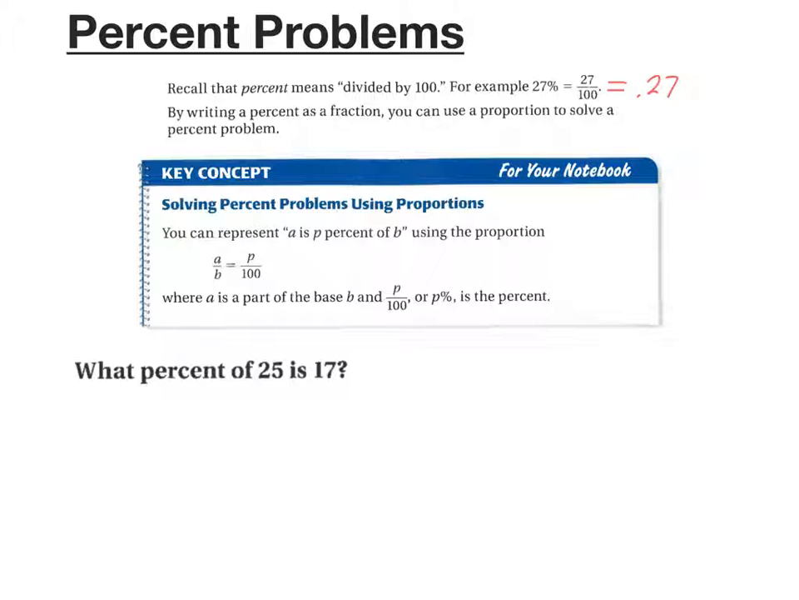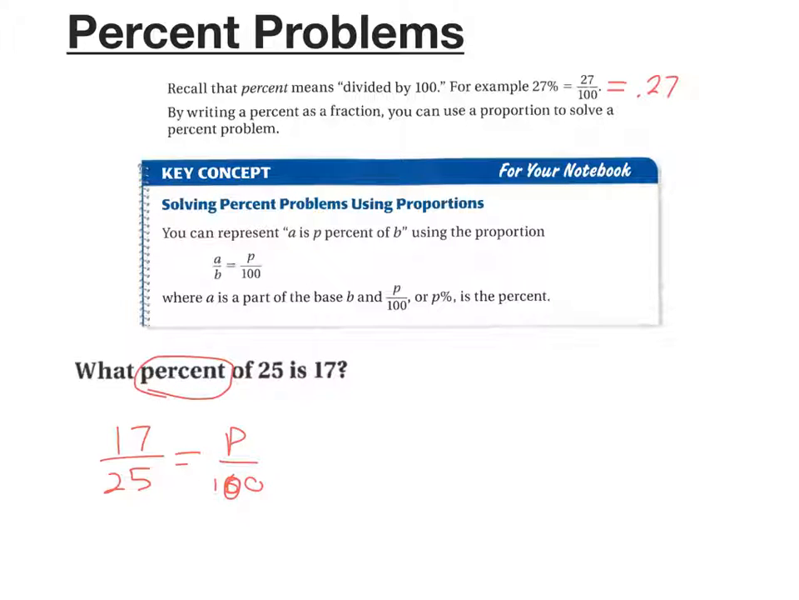So we can use these proportions to really find any one of those three numbers, A, B, or P. So in this example here, it says what percent of 25 is 17? So we're looking at the percent of 25. So 25 is the whole in this case, or the base, the whole amount. Because we want to know what percent of that is 17. 17 is the part, right? 17 out of 25 we can write as a fraction like that. And this equals the percent, which we don't know. So that's P over 100.